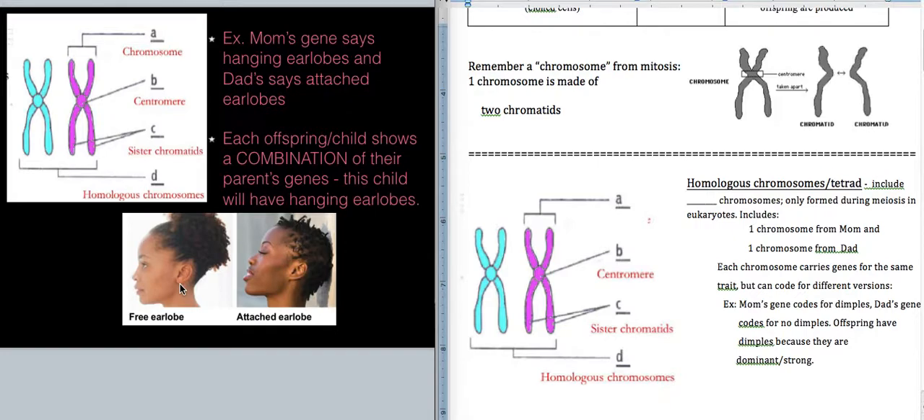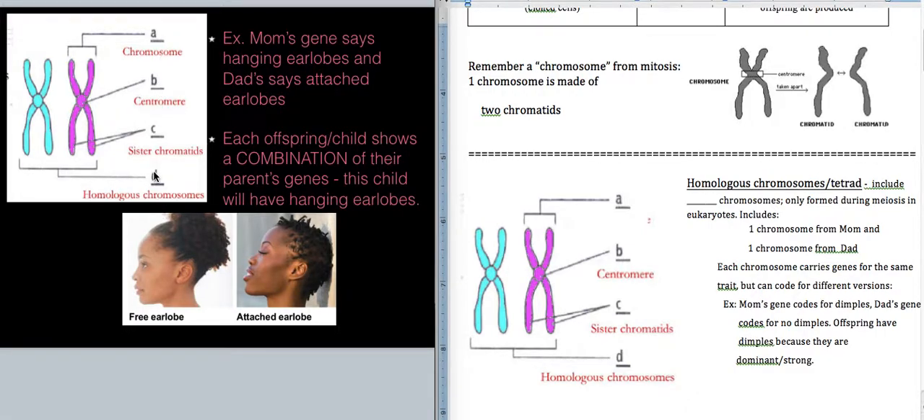And that's a gene. So in this hypothetical situation, your mom says hanging earlobes, your dad says attached. So let's say your mom's got these kinds of earlobes, your daddy's got these kinds of earlobes. So each child is going to get one of those 2. So there's a combination. So you could get hanging earlobes or you could get attached earlobes. So this is just a trait that we can actually see on the parents, on a person.